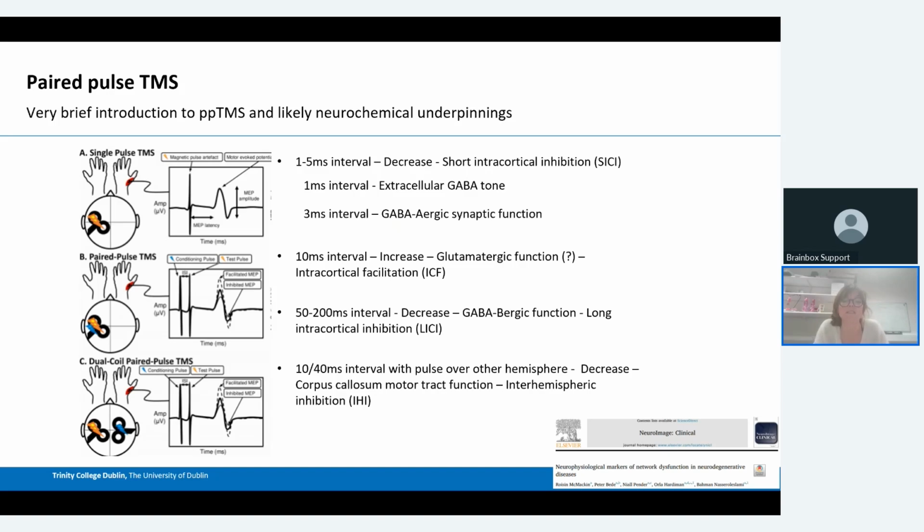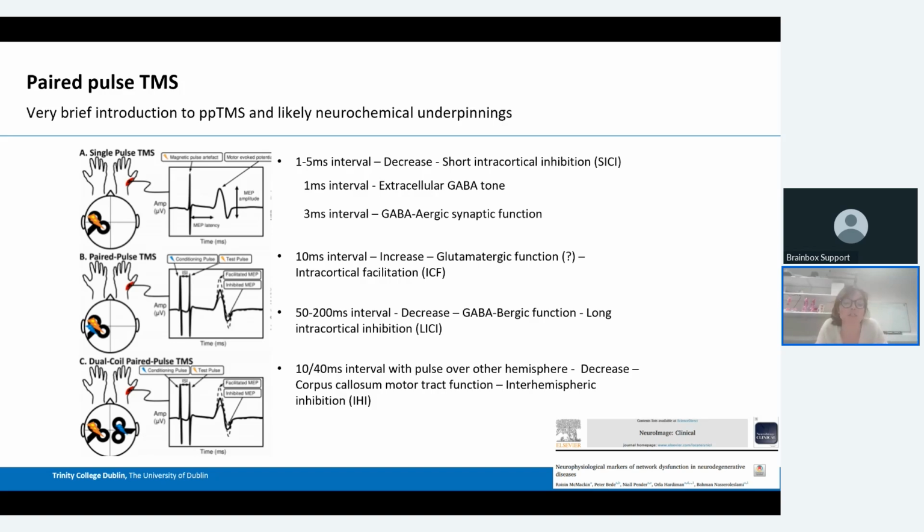So what the conditioning stimulus is designed to do is activate some other aspect of the motor cortical circuitry, which regulates the upper motor neurons, so that when we then deliver the test stimulus, the conditioning stimulus has either caused the upper motor neurons to be more or less excitable. And as a result, when we deliver the test stimulus, we see a bigger or smaller MEP than if we hadn't had the conditioning stimulus present. And that's a bit confusing. I'll go through it a bit more in a second.